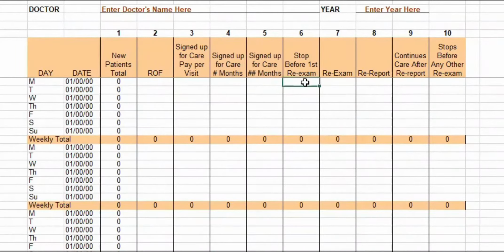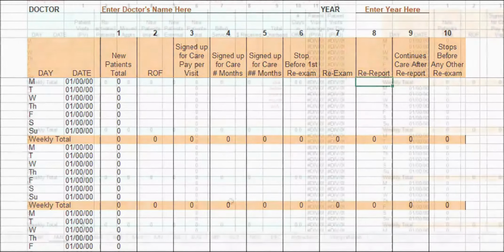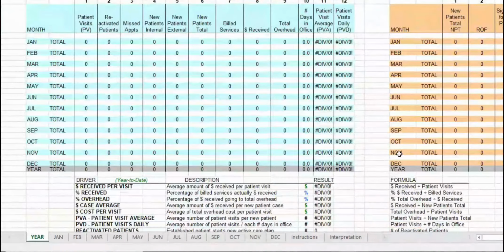Okay, how many people today stopped active care before their first re-exam? How many re-exams, how many re-reports, how many continued, and how many people stopped before any other re-examination? All right, so let's take a look at the year tab and get some understanding of why these are so important for us. Let's imagine that you're really wanting to grow your internal referrals. Well, we can see if it's working or not. What if you're doing an external program and you want to see it grow?